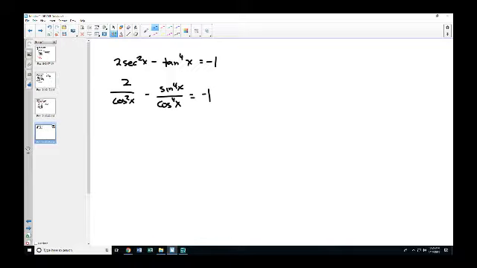So we have fractions subtracted. What do we usually want to do? Get a common denominator. So multiply by cosine squared to get cosine fourth. Right? So divide by cosine squared.